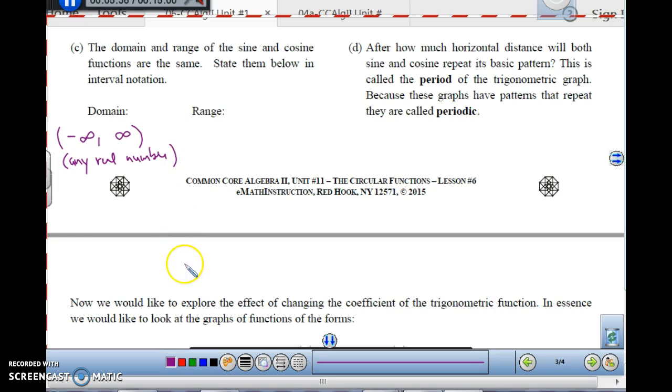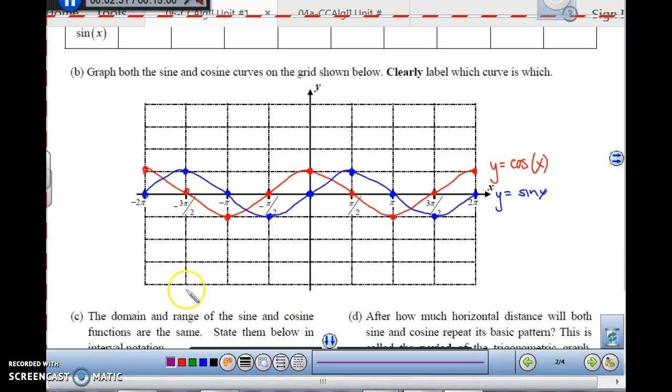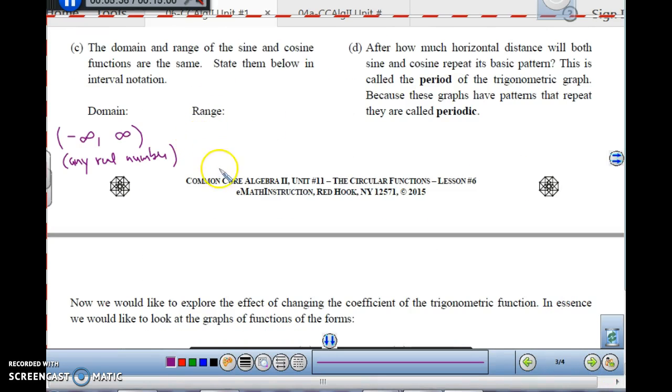Okay, the range is going to be your y values. So if we take a look at our y values on our graph, where do the y values fall? The highest and lowest y values. Well, they go from negative 1 being the lowest to positive 1 being the highest. So our range in interval notation will be from negative 1 to positive 1 inclusive.